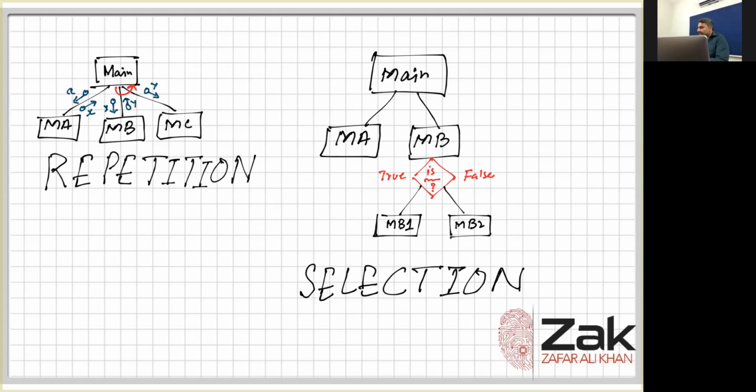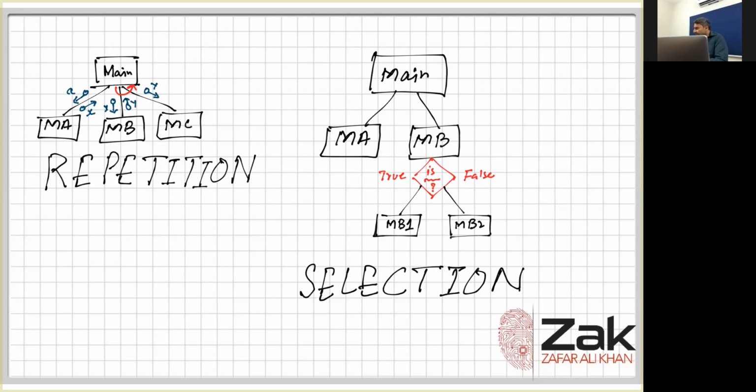And then it is selection. Selection is the use of if then else. The main module calls module A and then module B, and then module B has an if condition, or maybe a select case condition, where it is being checked, and if it is true, module B1 is being called, and if it is false, then module B2 is being called. So this shape, I hope you remember from flowcharts. It is the same diamond shape which shows selection.